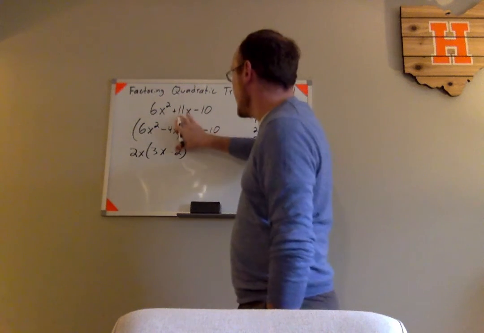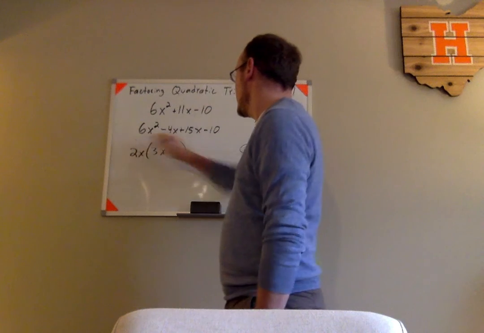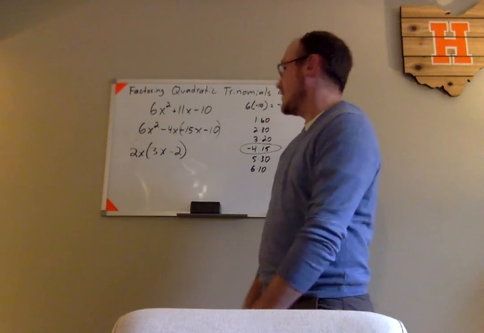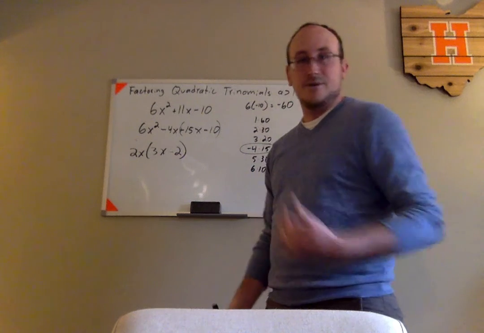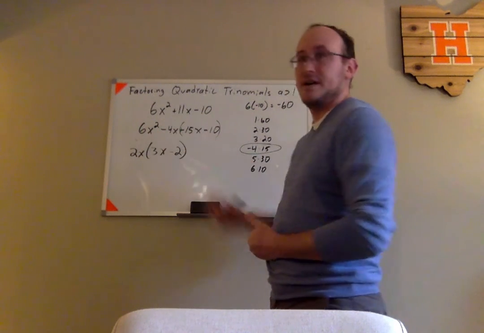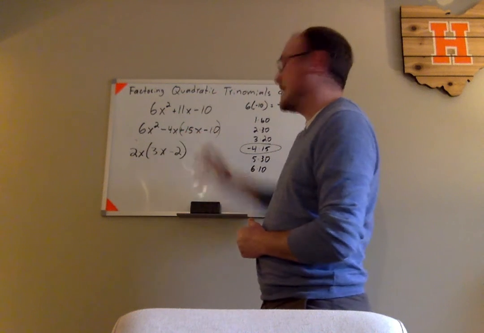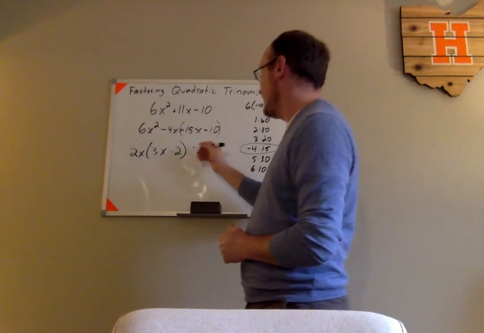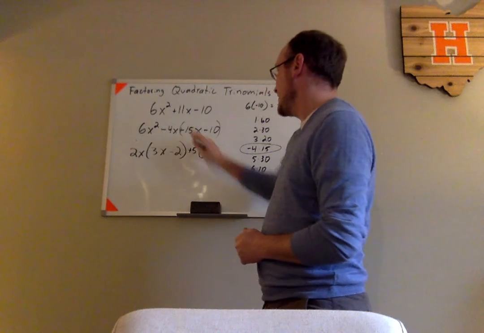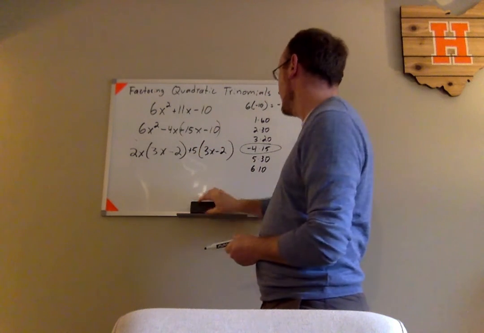And now I'm going to group the second two terms together and pull out a greatest common factor there. I notice my sign pattern is the same, so I don't need to take out a negative. It goes positive, negative, positive, negative. So if I factor out the greatest common factor between 15x and negative 10, that would be 5. So I'm going to factor out a positive 5. And if I do that, look at what I'm left with: a 3x minus 2 again.